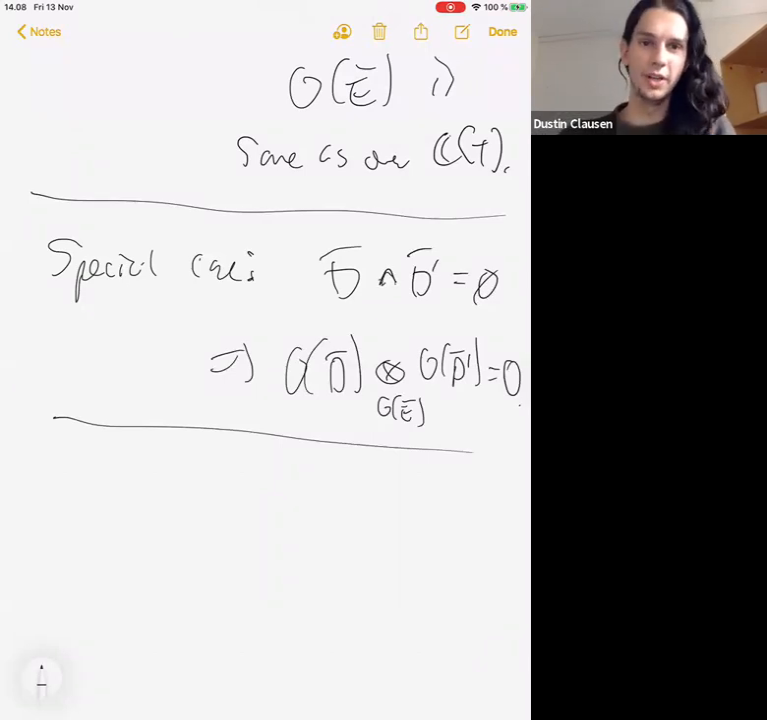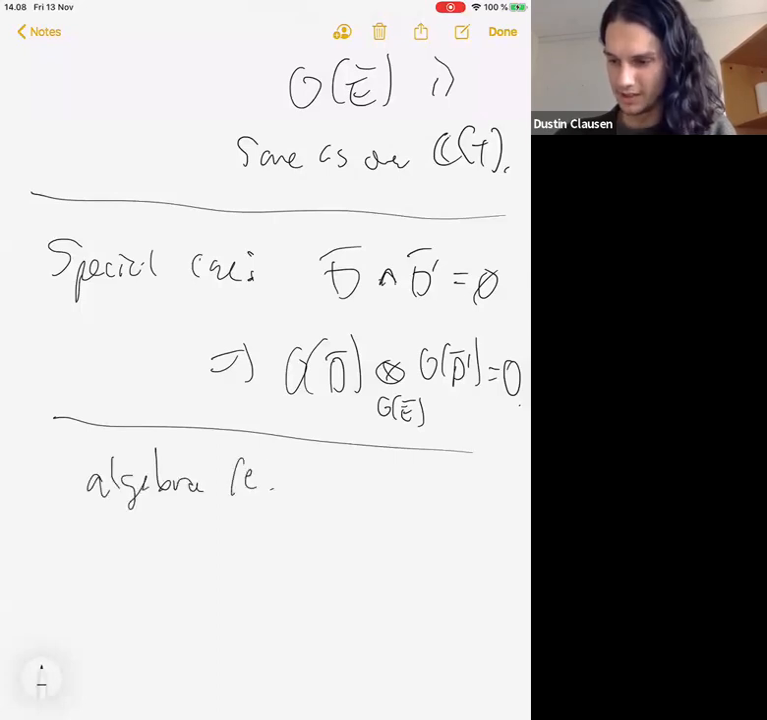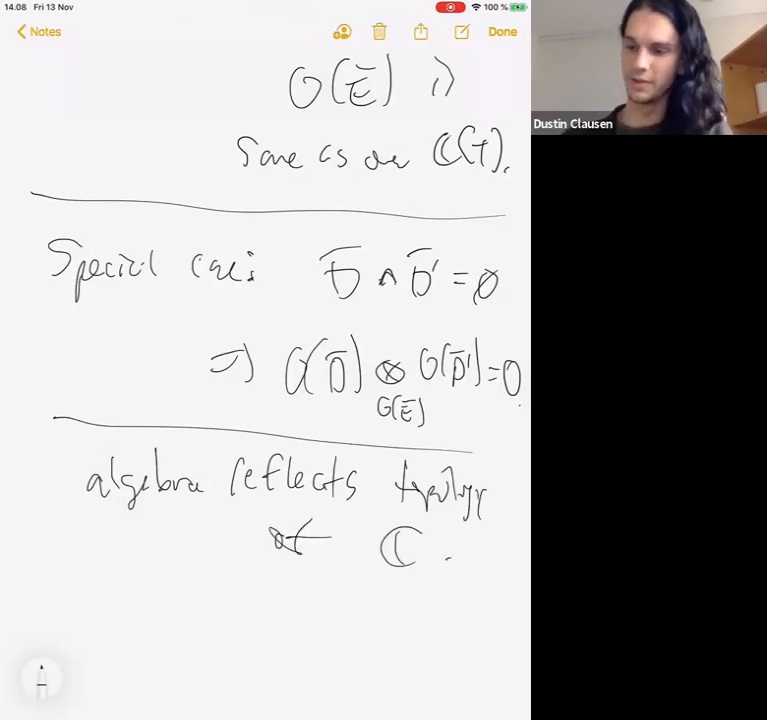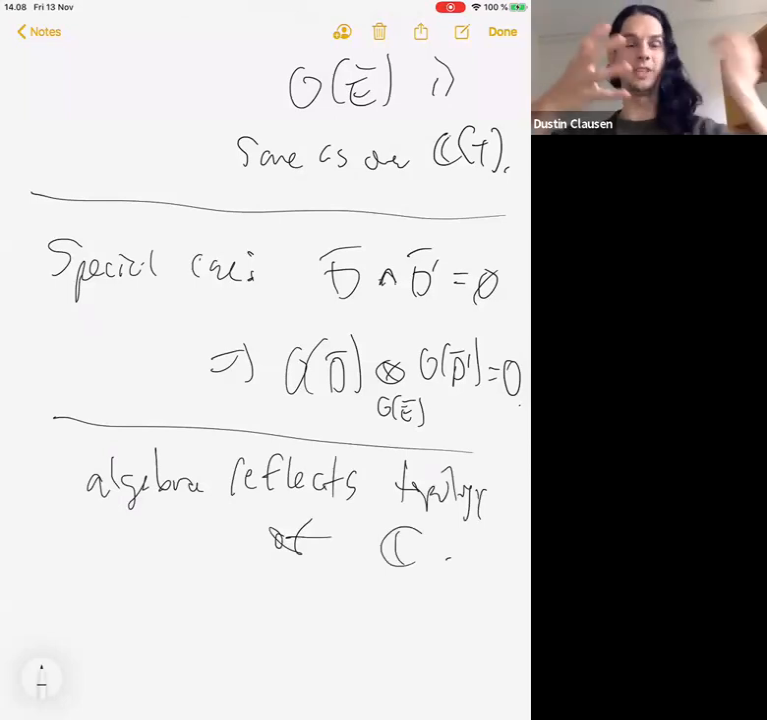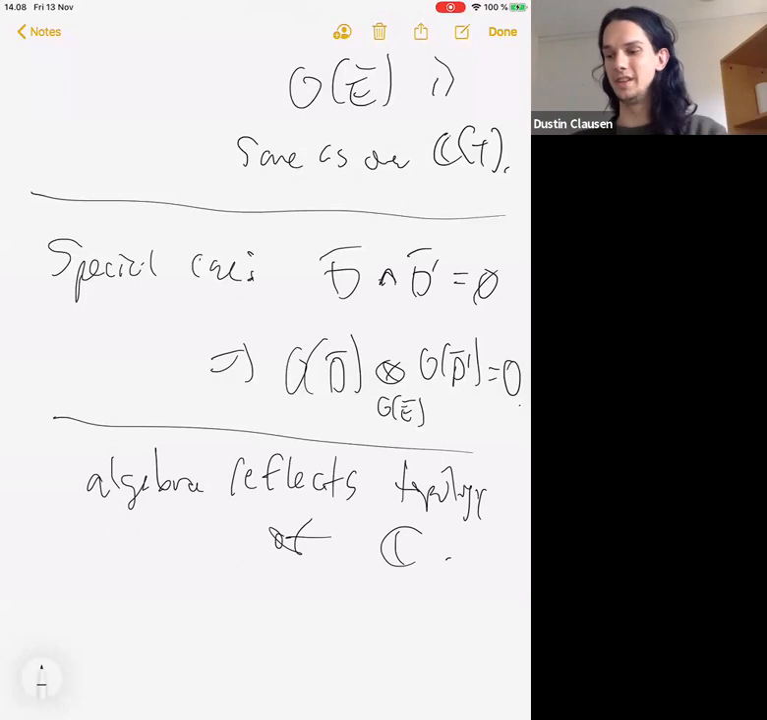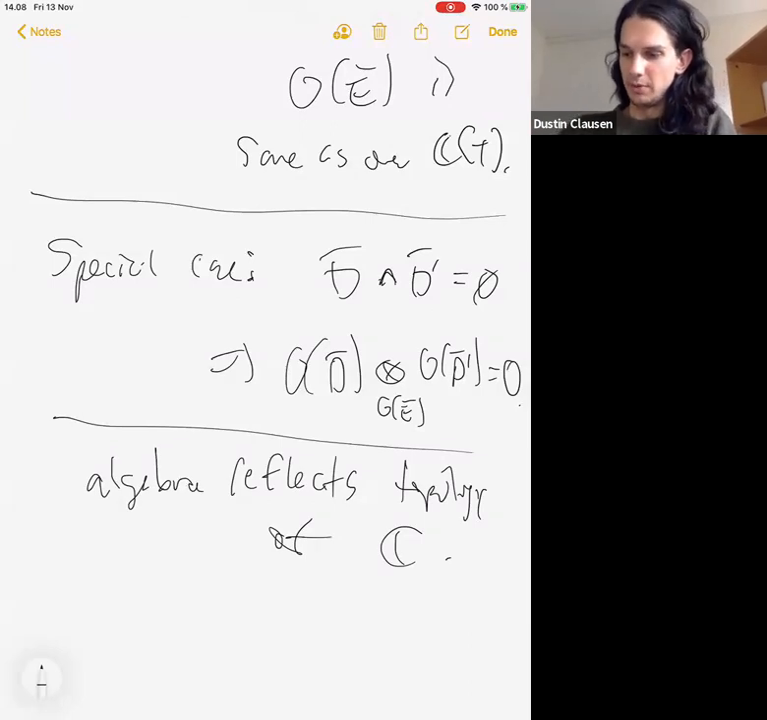So the moral of the story here is that the algebra reflects the topology of the complex numbers. So the algebra of holomorphic functions. When you can do these tensor product calculations for rings of holomorphic functions, it's just intersections on the level of the topological space, the complex numbers. And that's going to be important for what we do in the second half.